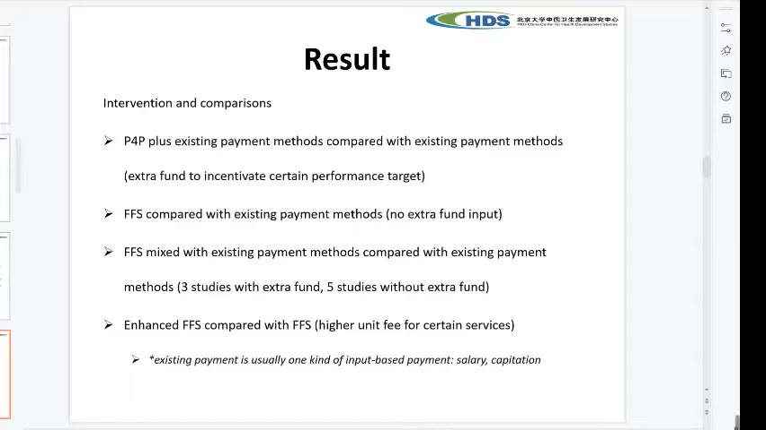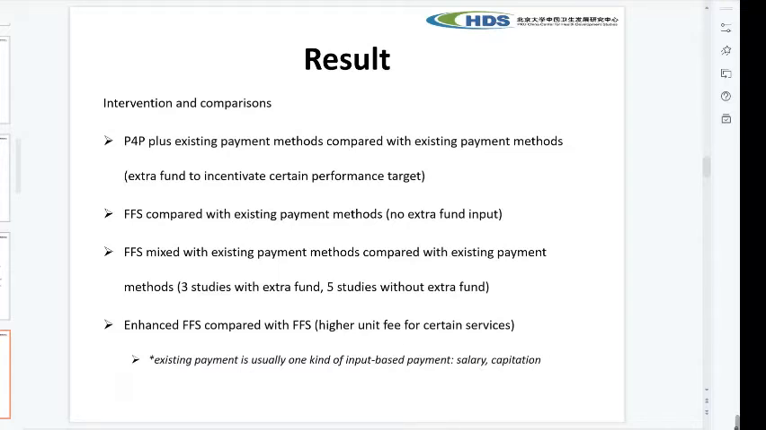It means that the providers can estimate the total amount of their income beforehand, compared with fee for service, under which the total amount of payment can only be determined by the services they provided. The third comparison is fee for service mixed with existing payment compared with existing payment.